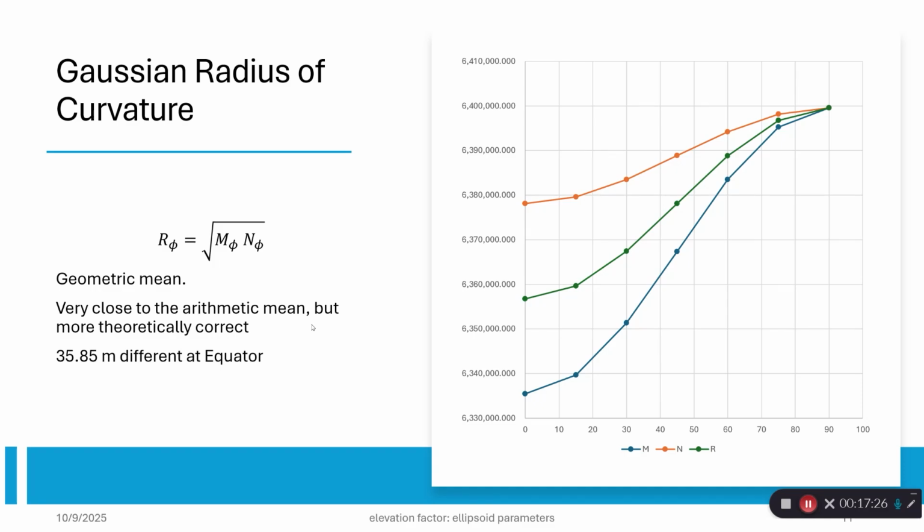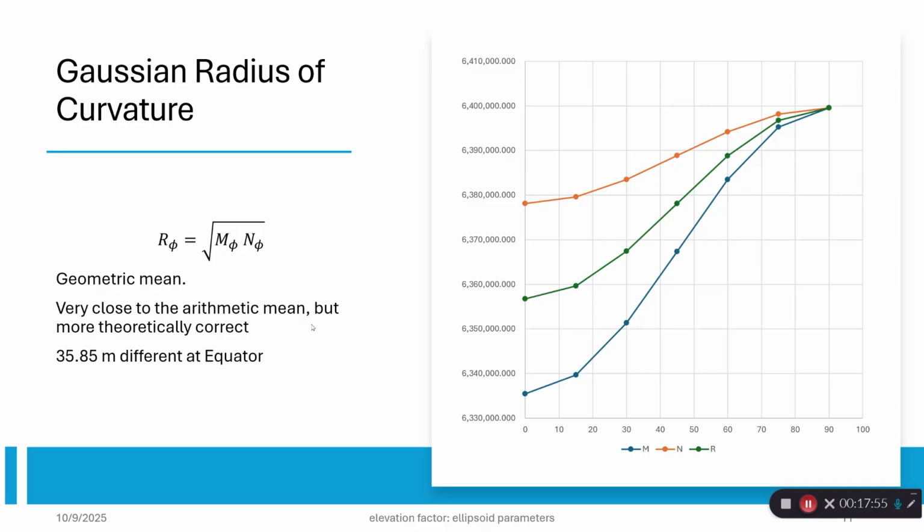Looking at the plot over on the right, the Gaussian radius of curvature is the green line right in the middle between the other two radii of curvature, as it must be. It is a mean value. So this is the one that we use for the state plane coordinate system of 2022. It is not going to be the value that we use for state plane 83, and that's the one we use for the modern state plane 22.